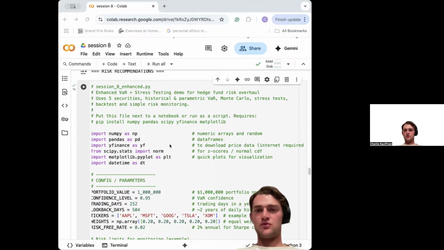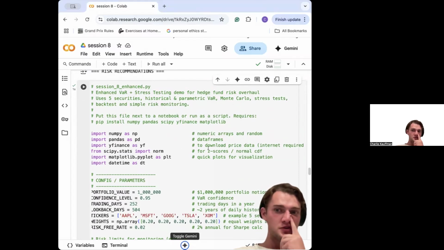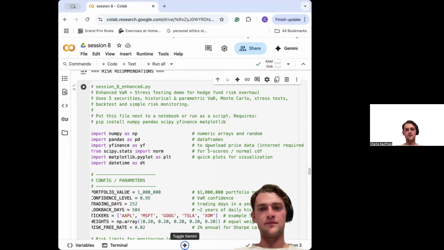So to start, I use these to import things that I needed. This one does numerical computations, pandas, we've used that, data frames, and then Yahoo Finance is to get current stock prices. And then this one is SciPy stats, which gives us normal distribution functions for the VaR. And then this one is for using plots in the chart that I made below. And then this one is for working with dates.